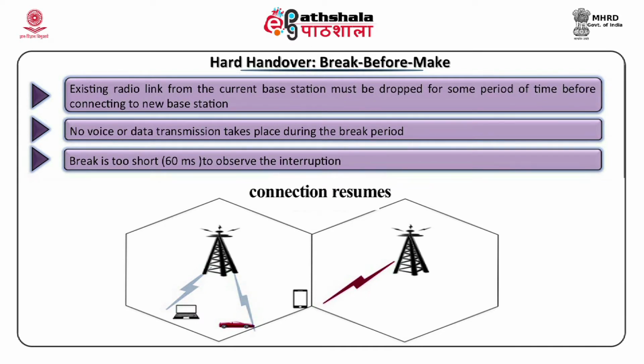A call is redirected from the old base station to the new base station or from the old frequency channel to the new frequency channel. Now, this break is very short. You might wonder that if there is a break, why don't we observe it? There must be a call drop, there must be a cutoff. The duration of this interruption is very small, which is hardly observable by the user who is talking, and of course not observable during data transfer, because GSM maintains the interruption period of just 60 milliseconds.